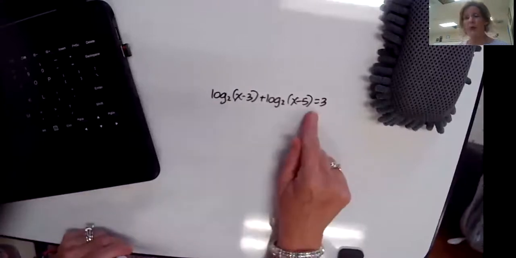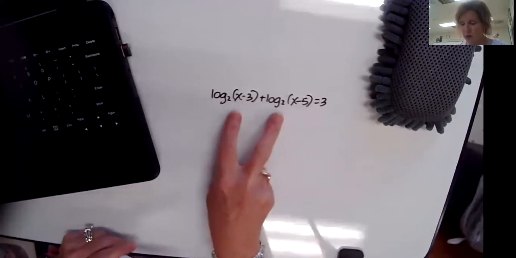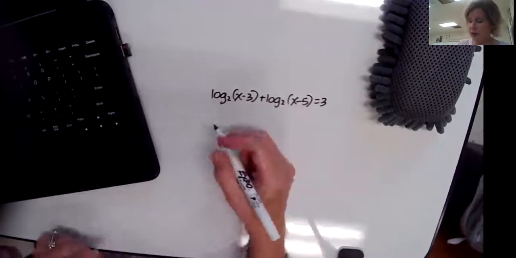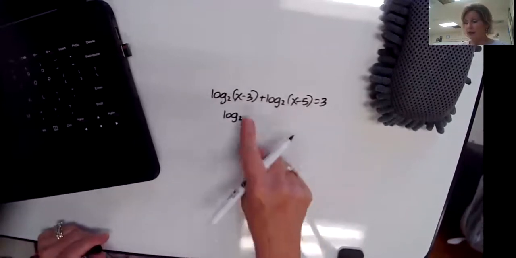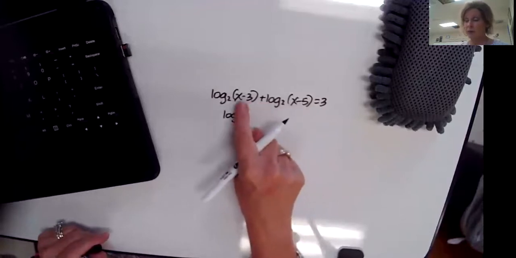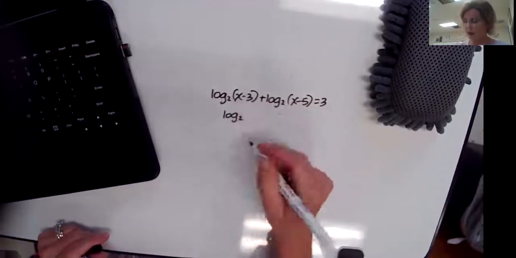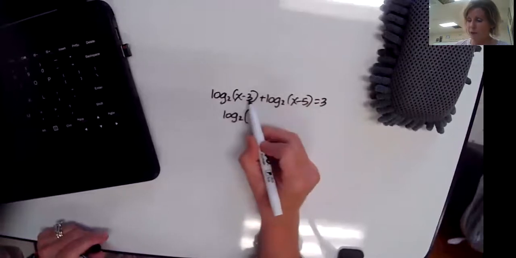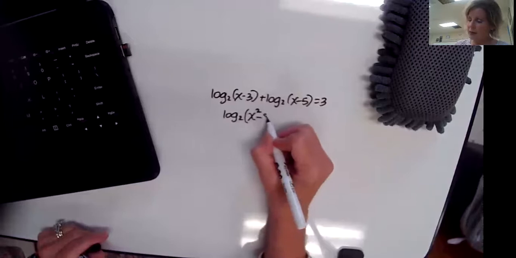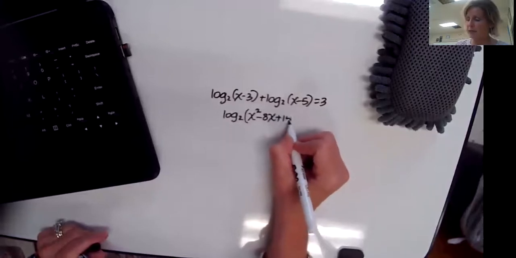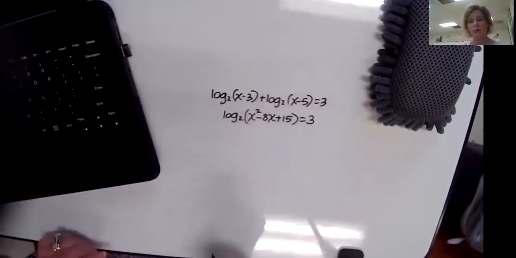Now, we're going to go to an equation that sort of blends the two things we've talked about already. Number one, you can't have double or triple logs on one side of the equation, so you start by condensing to a single logarithm. Since it's an addition problem, do you see that I would condense by multiplying? So that means I'm going to have to FOIL (x minus 3) times (x minus 5). I'm getting x squared minus 8x plus 15, and that's equal to 3.